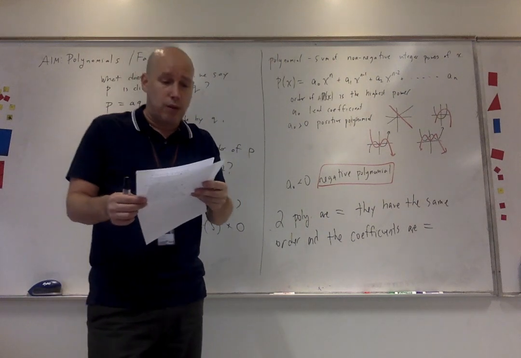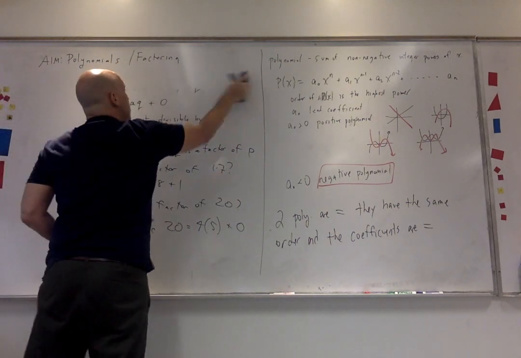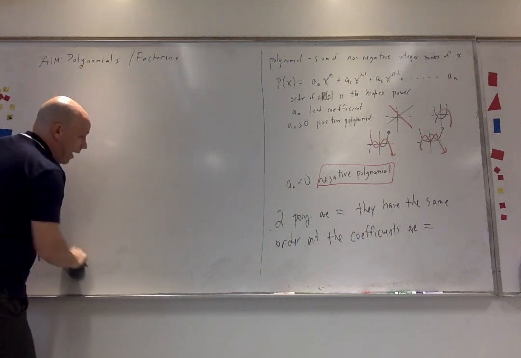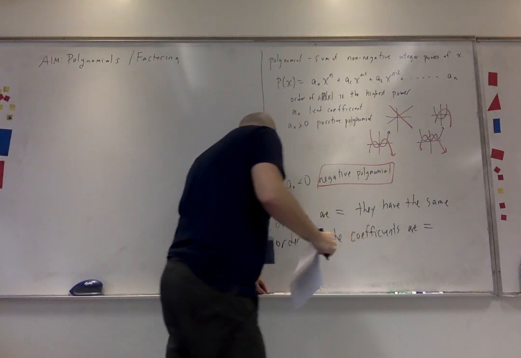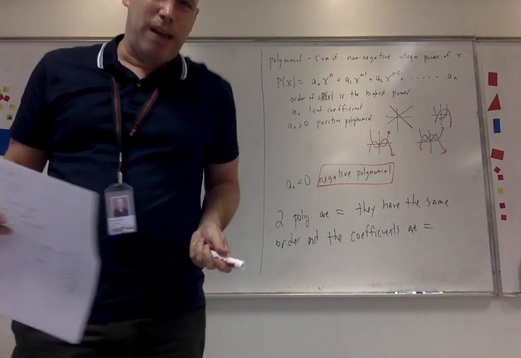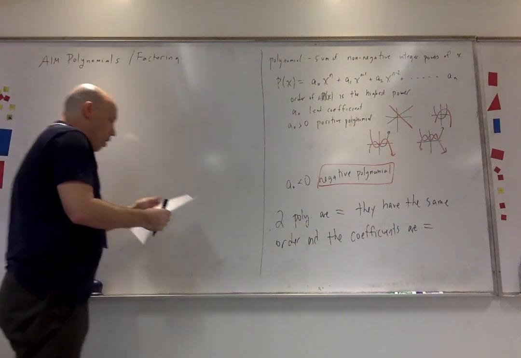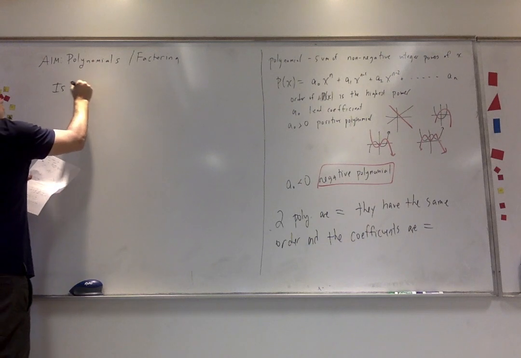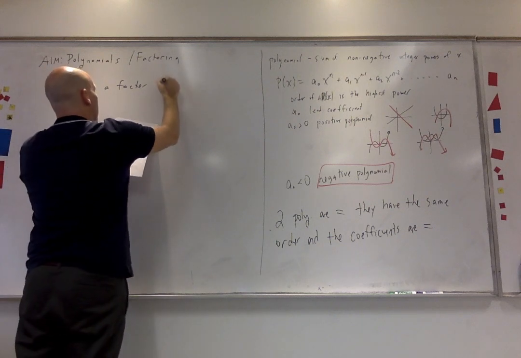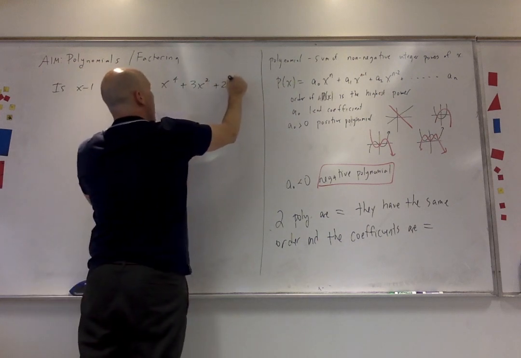So this is a really important skill for us. Our main question today is, is there a fast way to find the factors of a polynomial? The book goes through 3A, 3B, kind of a lot of old school grunt work. So the question is, is x minus 1 a factor of x to the 4th plus 3x squared plus 2x minus 6?